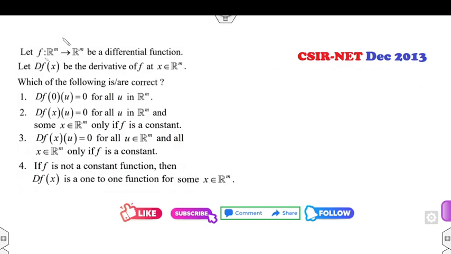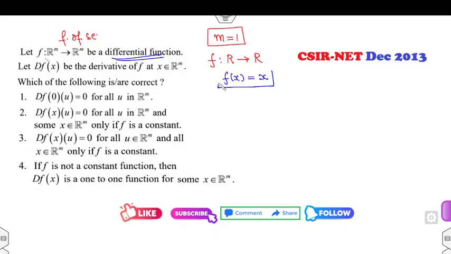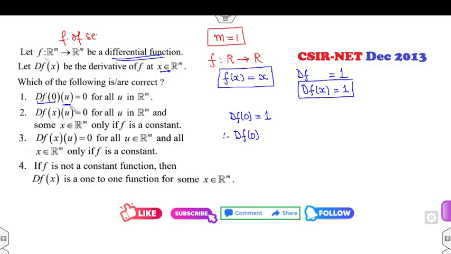Again, you can see it's a function of several variables. I can again convert it into a function on the real line. So f is a mapping from R to R such that df is the derivative of f. f is any differentiable function. I can choose this differentiable function, df of x. What is df of x? The derivative of the function at the point x. What is the derivative of this? Firstly I can find the derivative. The derivative is 1. Then the derivative at the point x is also 1. Then which of the following is correct? df0, the derivative at the point 0. What is the derivative at the point 0? It is again 1. So therefore df0 multiplied by u.